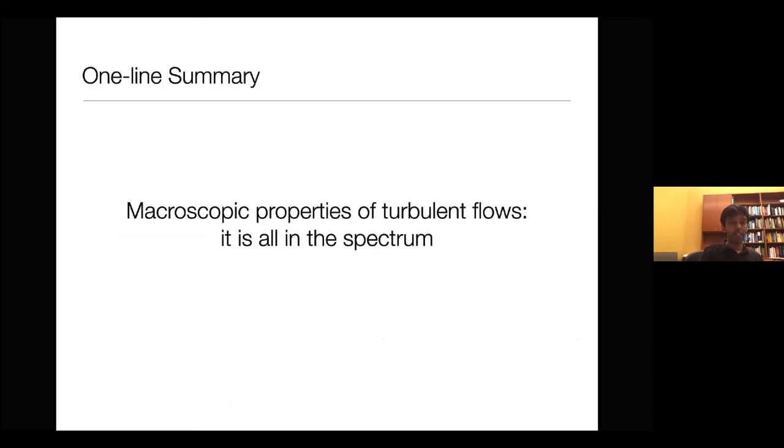If I summarize everything in just one line, I would simply say that macroscopic properties of turbulent flows, today I talked about friction, but we have done other work also, if you want to predict them, a pretty decent starting point would be to just look at the spectrum. Macroscopic properties are tied to the spectrum.